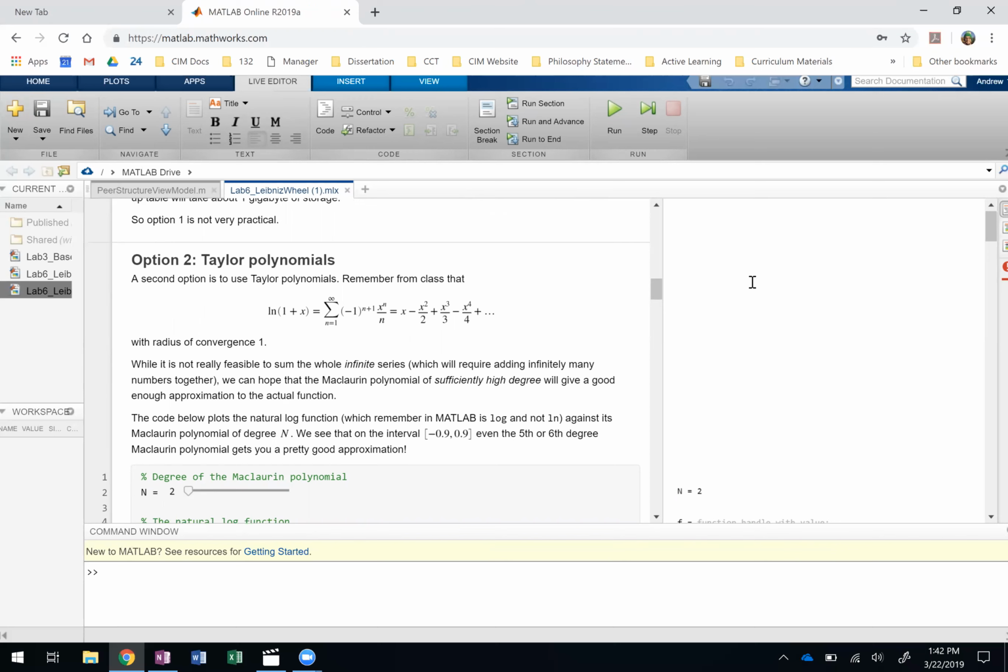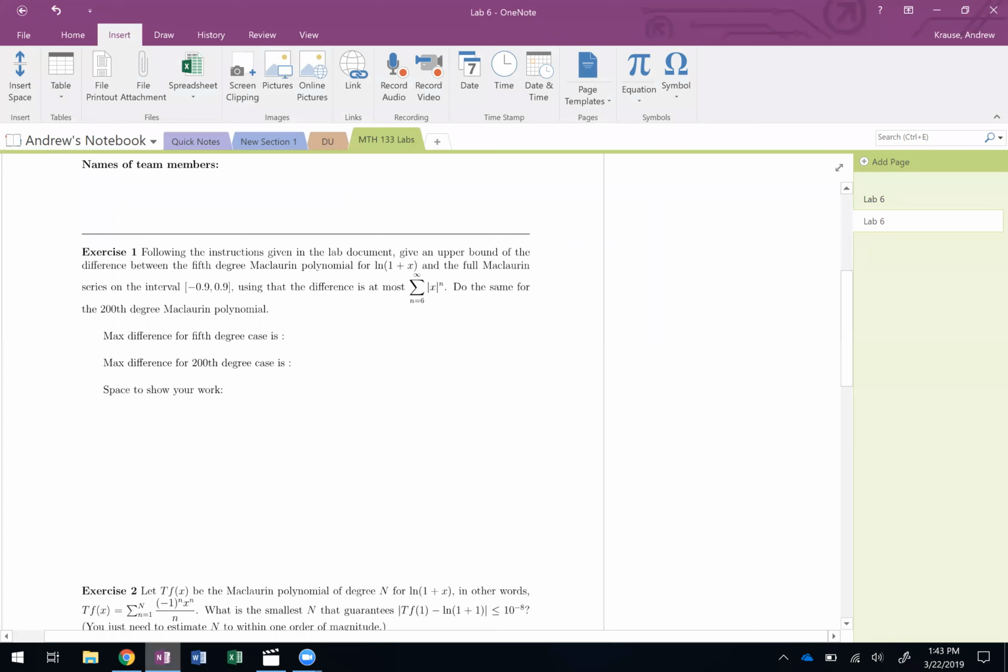In this case, the function that we're going to be using is the natural log of 1 plus x, and that is approximated by this Taylor series, x minus x squared over 2 plus x to the third over 3 minus x to the fourth over 4. Let's take a look at this first exercise. What is this asking us to do?